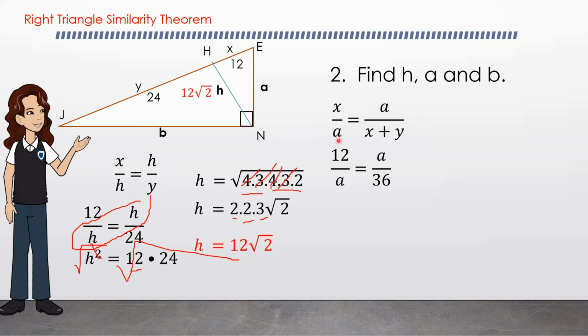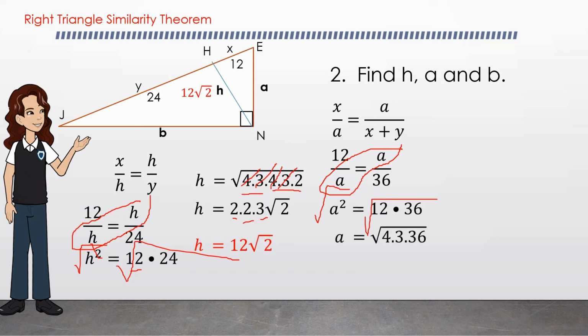Then, A is A only because the unknown is equal to A over X plus Y. X plus Y is the total. 24 plus 12 is 36. Then, cross product. When we cross product, we have A squared equals 12 times 36. Then, subtracting the square root.